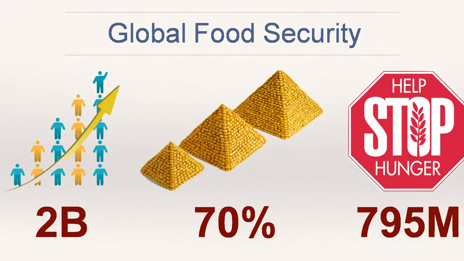As many of you may know, we're adding 2 billion people to the population by 2050. And in order to feed that population, we have to increase food production by 70%. Now, tonight, we already have 795 million people in the world going hungry, and almost 200 million of them are children.